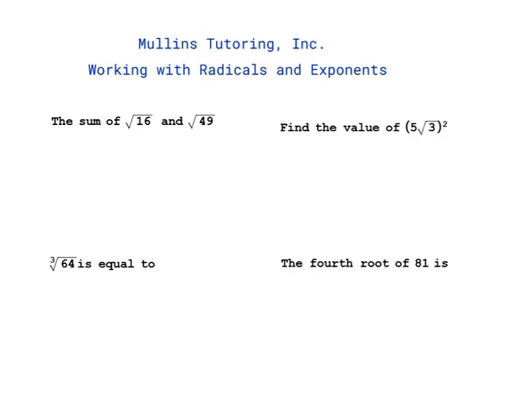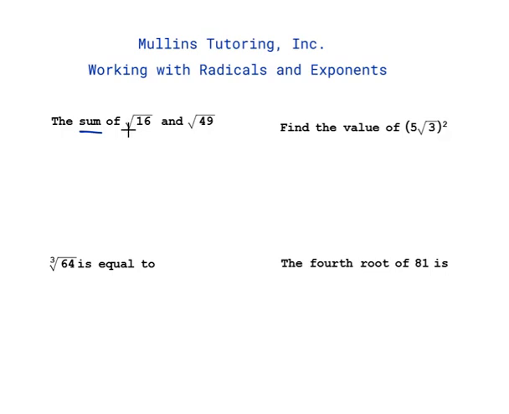I'm the owner of Mullins Tutoring Incorporated, and today I'm going to review working with radicals and exponents. In our first problem, they ask us to find the sum of the square root of 16 and the square root of 49. Sum tells me I'm going to be adding, and the way that I would add these is find the square root of each term under the radical sign first, and that will give me my sum.